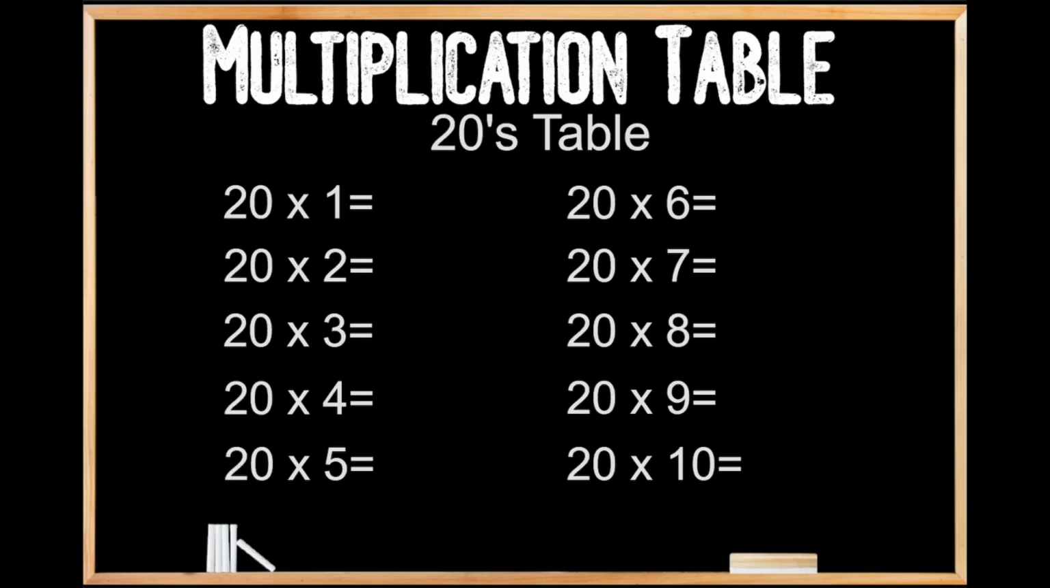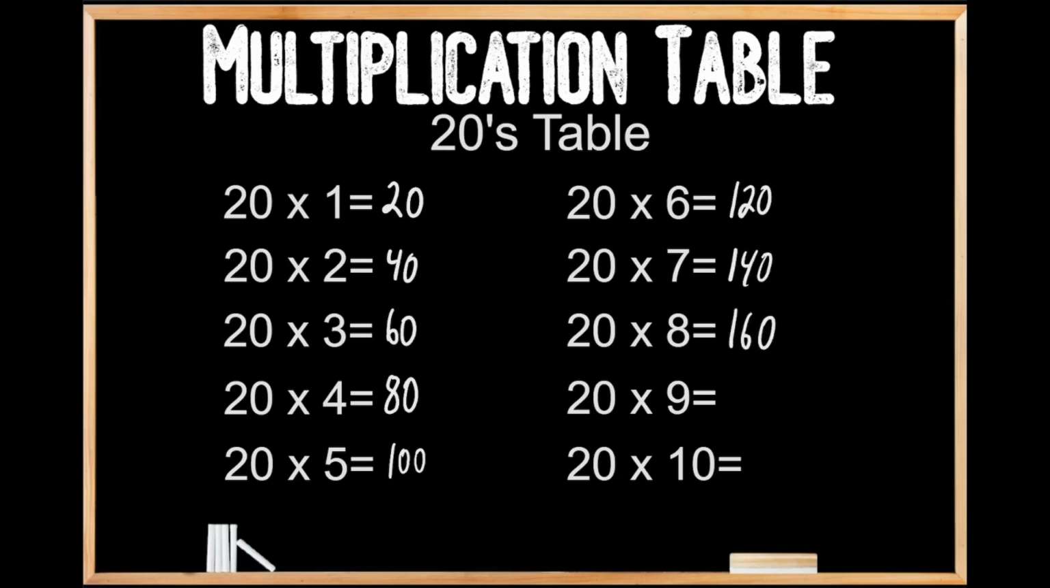20's table. 20 times 1 is 20. 20 times 2 is 40. 20 times 3 is 60. 20 times 4 is 80. 20 times 5 is 100. 20 times 6 is 120. 20 times 7 is 140. 20 times 8 is 160. 20 times 9 is 180. And 20 times 10 is 200.